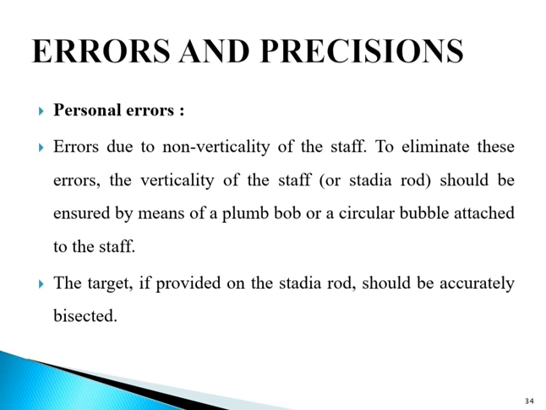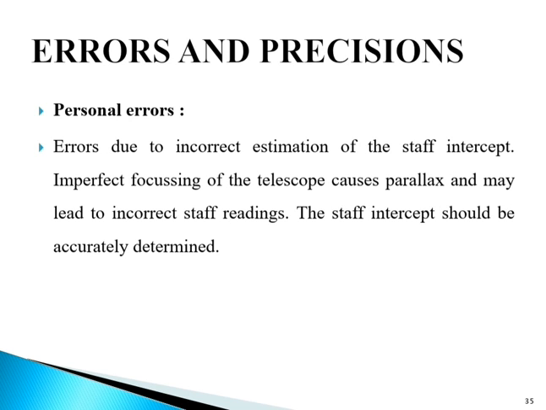Next, errors due to non-verticality of the staff. To eliminate these errors, the verticality of the staff or stadia rod should be ensured by means of a plumb bob or a circular bubble attached to the staff. The target, if provided on the stadia rod, should be accurately bisected. Next, errors due to incorrect estimation of the staff intercept: imperfect focusing of the telescope causes parallax and may lead to incorrect staff reading. The staff intercept should be accurately determined.